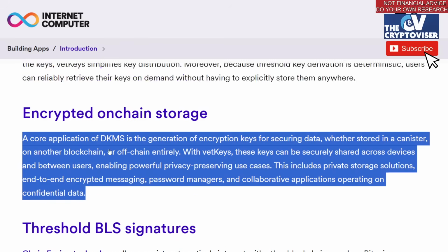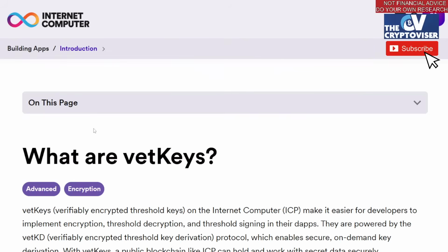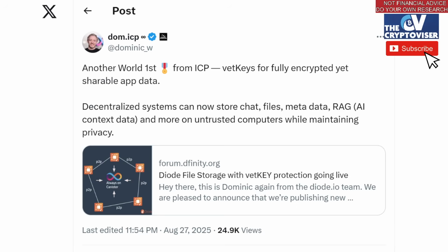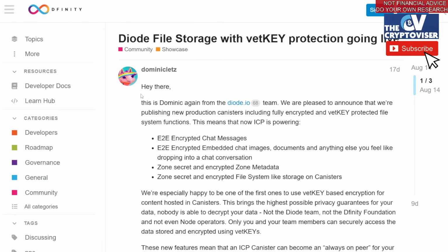Now, obviously, there's a lot more to this, but this is just the basics and the general intro to it. But Dominic was talking about this going live. VetKeys for fully encrypted yet shareable application data. And he linked to this Dfinity forum post that says Diode file storage with VetKey protection is now going live. So this is Dominic again.